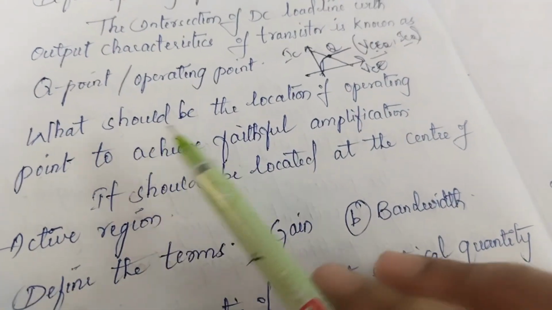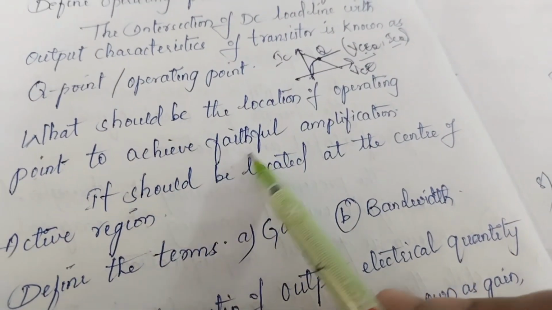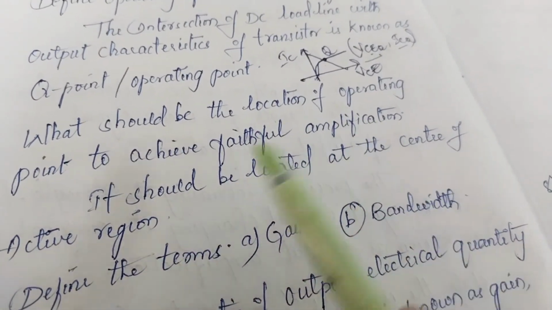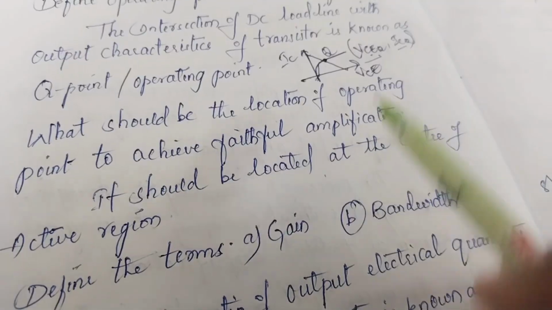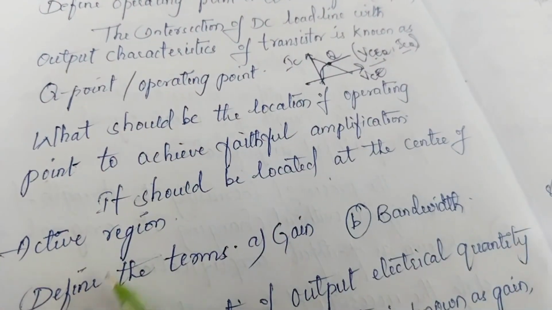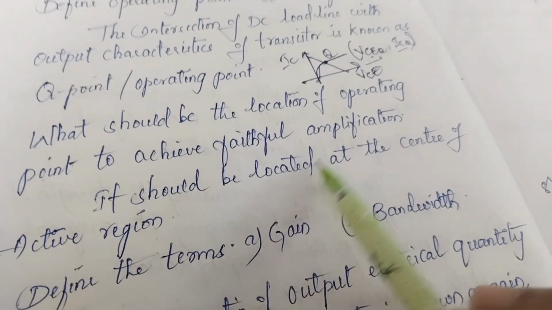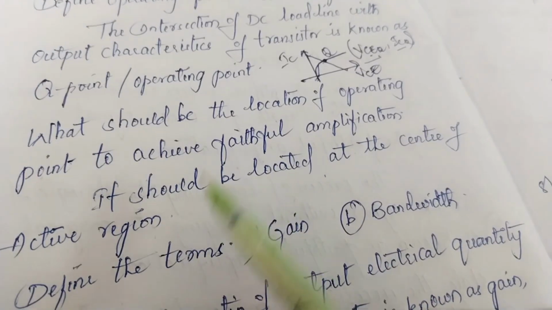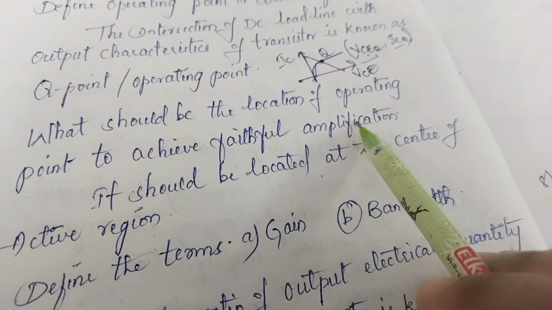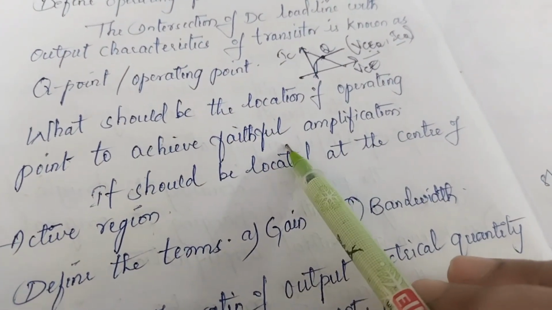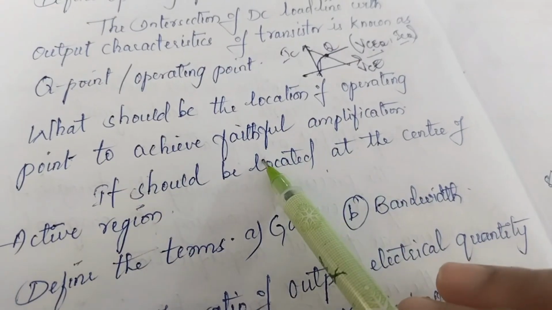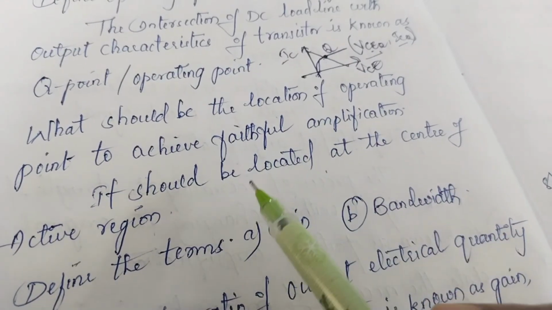Next, what should be the location of operating point to achieve faithful amplification? It should be located exactly at the center of the active region. It should be located exactly at the center of the active region to achieve faithful amplification. Faithful amplification means increasing the strength of a weak signal without changing its original shape.